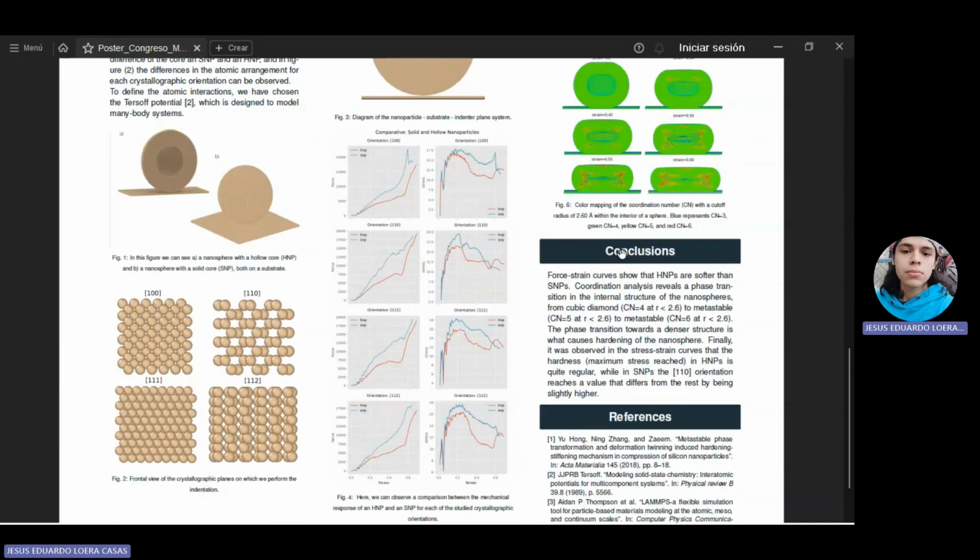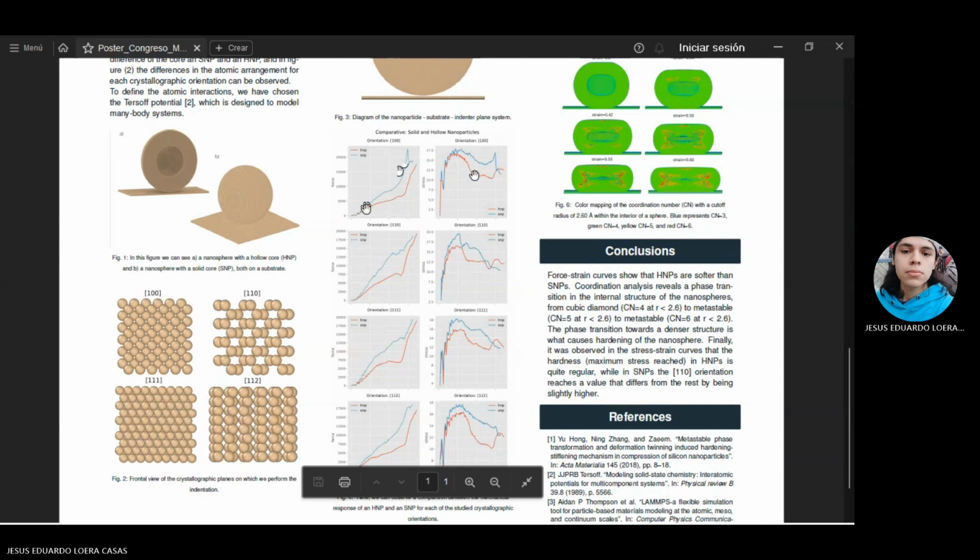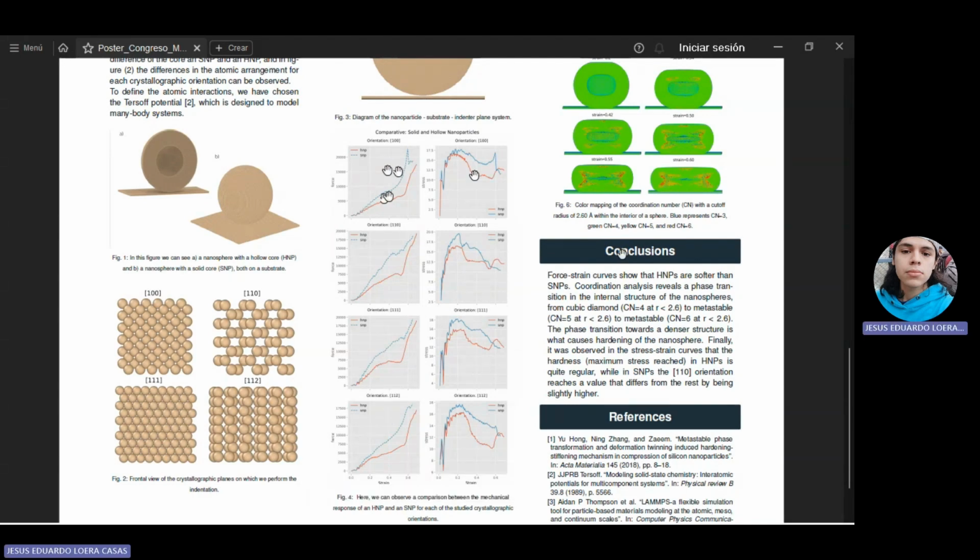In figure 4, we can see the force displacement and the stress strain curves. In blue, you can see the solid nanoparticles, and in red, the hollow nanoparticles. At the left, we can see the force displacement curves, and in the column on the right, we can see the stress strain curves.